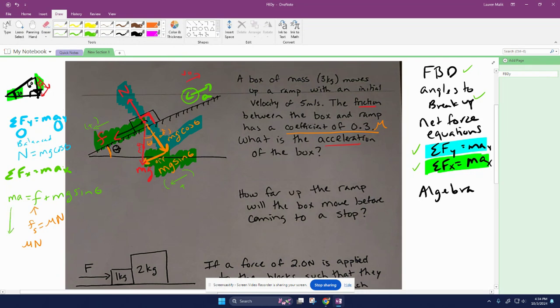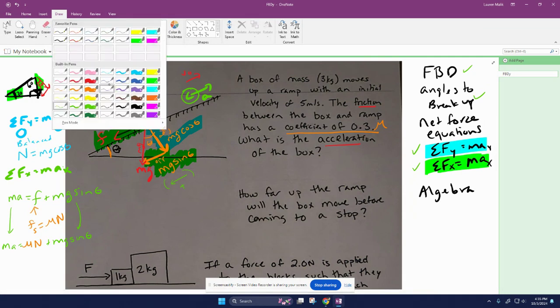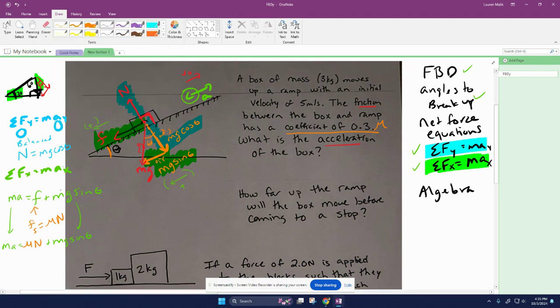So I'm going to go ahead and bring down my mass and my acceleration, and I'm going to bring down my mg sine theta. So at this point, I have all the information I could possibly need, and it's going to come down to plugging in the numbers and actually solving it out. So let's grab a different color, and we'll do that.